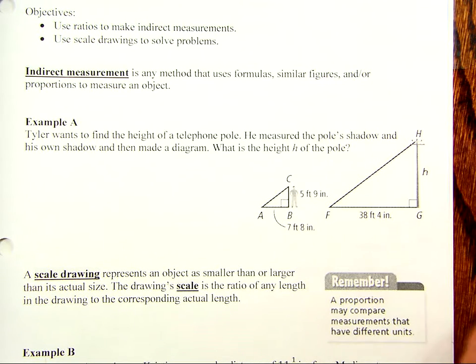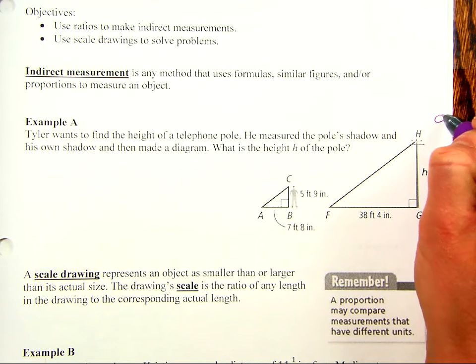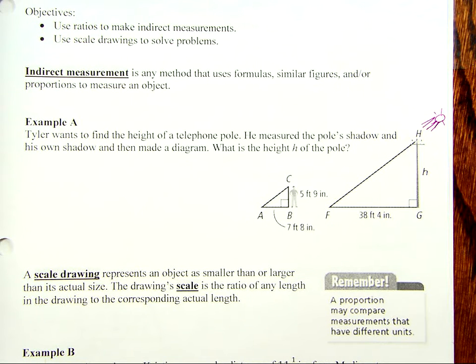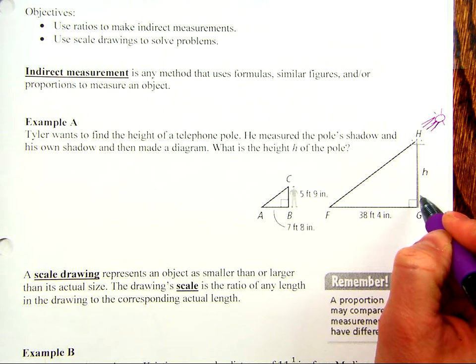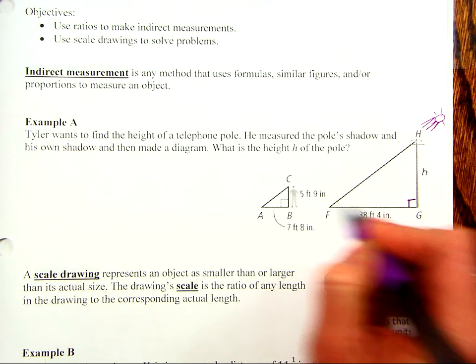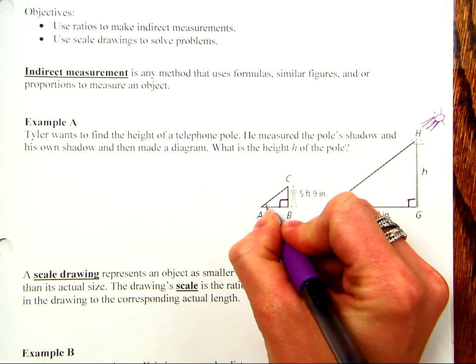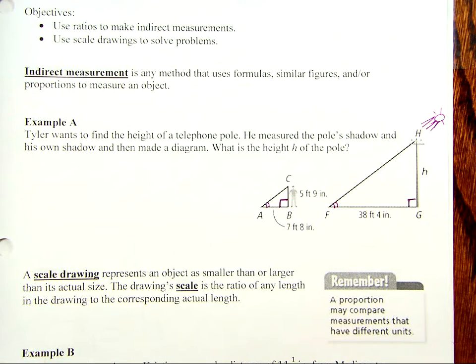Well, if you can imagine your sun up here, when your sun shines down, the rays are parallel. So your object to the ground, we assume a 90-degree angle, and because of the rays of the sun, we actually have a congruent angle formed there as well. So my triangles are similar by angle, which allows me to set up a proportion to solve.